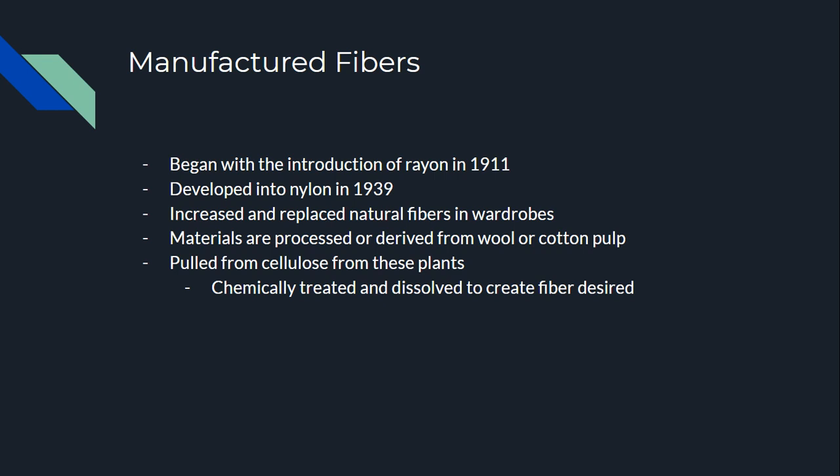Materials were then processed and derived from wool or the cotton pulp. So they're not actually using the cotton. They're using the pulp to make a new fiber. They were able to pull cellulose from these plants and then chemically treat it to dissolve and create a desired fiber with a desired softness effect.